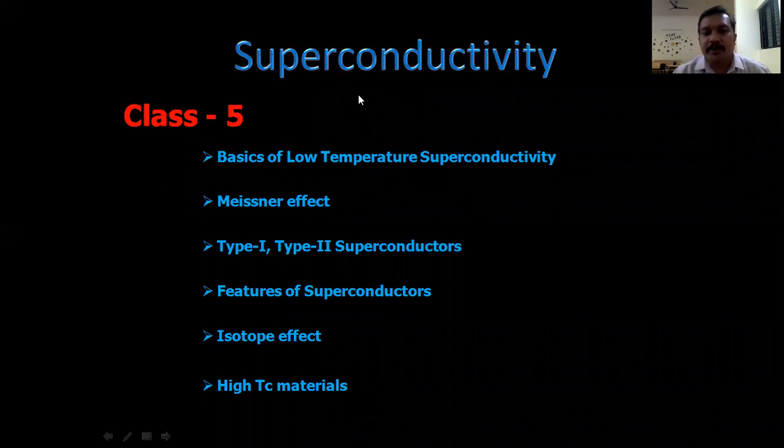Continuing my classes on superconductivity, class number 5. In the previous class, I explained the basics of low temperature superconductivity, the Meissner effect, type 1 and type 2 superconductors, and features of superconductors. This class will explain the isotope effect as well as high Tc, or high critical temperature, materials.